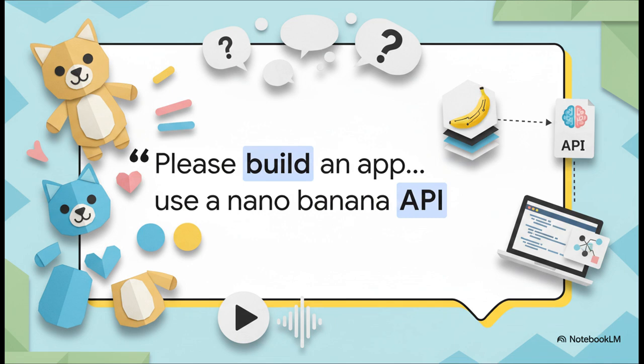And then use a Nano Banana API to create an image for her and make sure the app gives her the option to choose API key from AI Studio. I mean, it sounds exactly like you're asking a human friend or an assistant for a favor. It's conversational, it's a little messy, but it's completely natural.